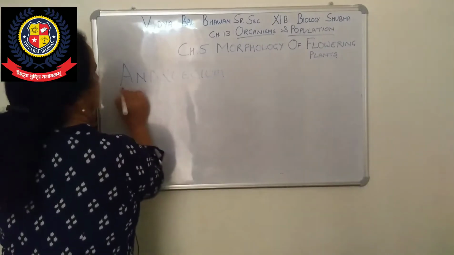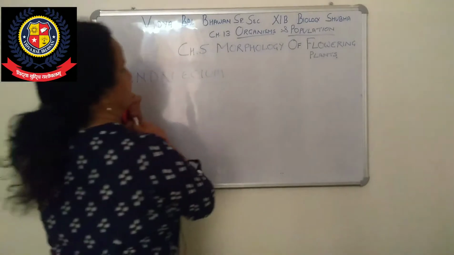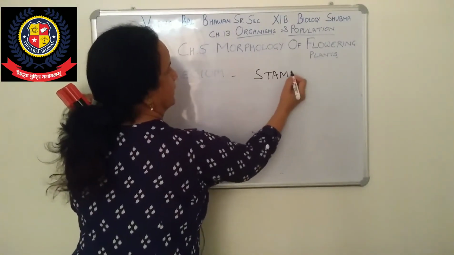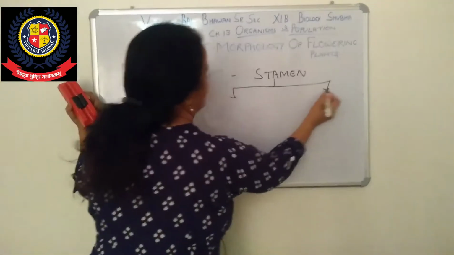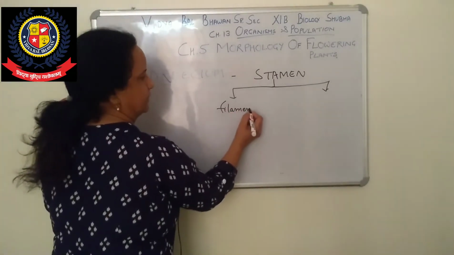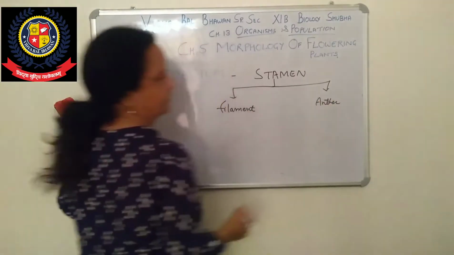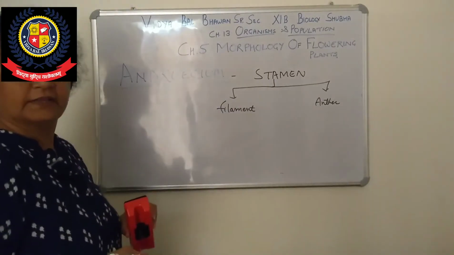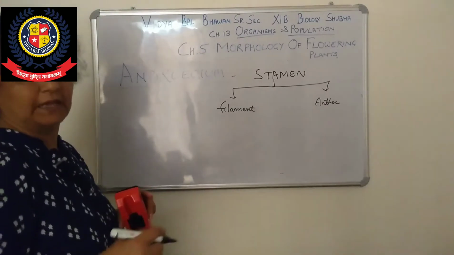Androecium means that, which you have done earlier, is the stamen. In the stamen you have seen there are two parts: filament and anther. Right? This part we have done. Now in the anther the pollen grains are produced. The main function is the production of pollen grains, the male gamete, right?